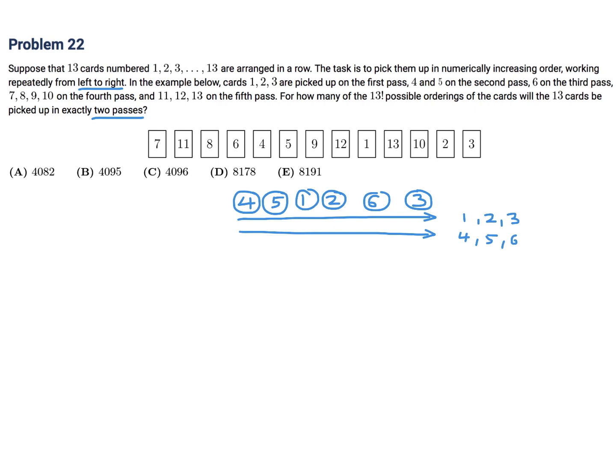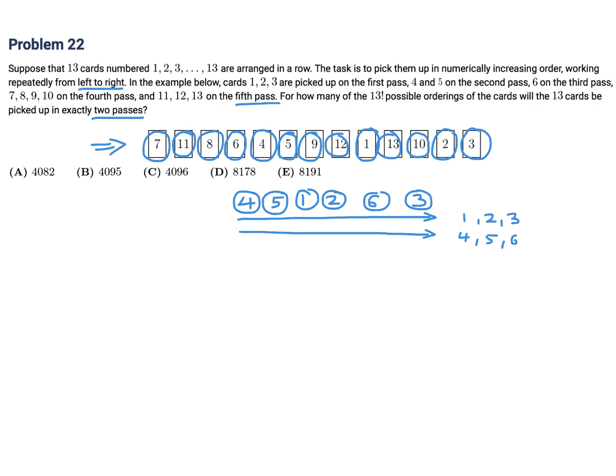Now, the example they give here, they actually had to go through, I think, something like 5 passes. So the first pass, they pick up the 1, the 2, and the 3. And then they have to go through a second pass. In the second pass, they pick up the 4, the 5. And then the third pass, they pick up a 6. The fourth pass, they pick up the 7, the 8, the 9, the 10. And then finally, the fifth pass, they pick up the 11, the 12, the 13. So that's why it's 5 passes.